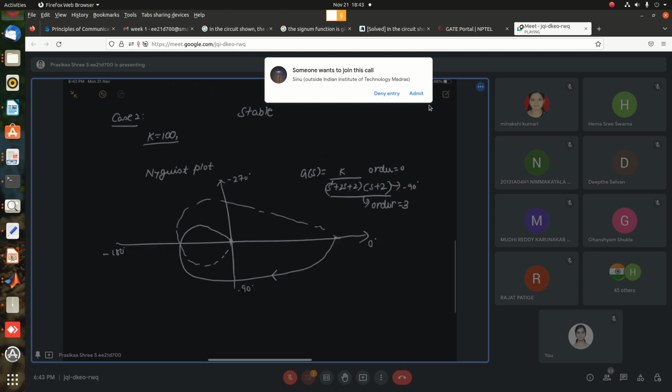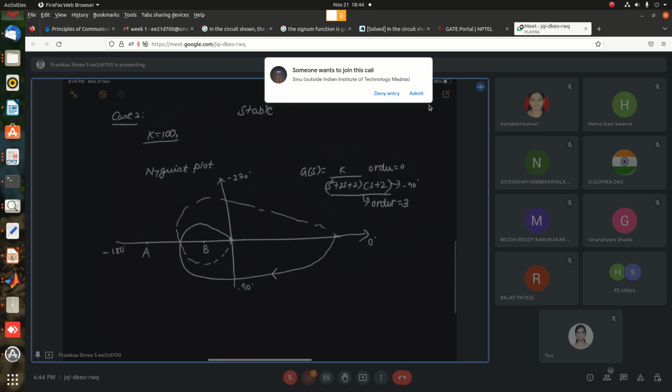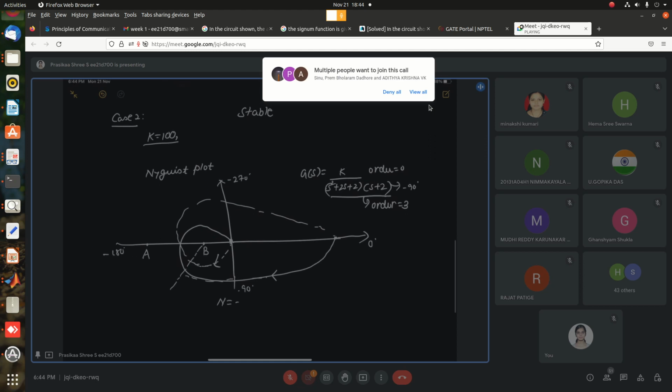Right. So this is A, this is B. Because they said that for K equal to 100, it is encircling. Right. So from this function, draw a slanting line. This is going like this. So if you're drawing a slanting line, this arrow mark is approaching. Similarly, this arrow mark is approaching. That means n is equal to -2. This is the clockwise direction, right?